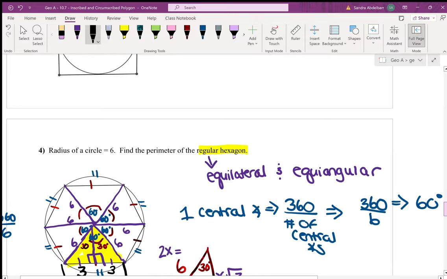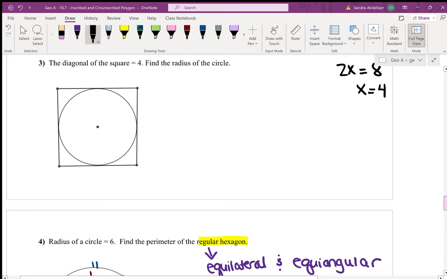All right, let's go back. I just skipped one, right? Let's go back to number 3. Okay, so we can make this problem pretty simple if we want to, or we can make it more of a complicated problem. It says the diagonal of a square equals 4.